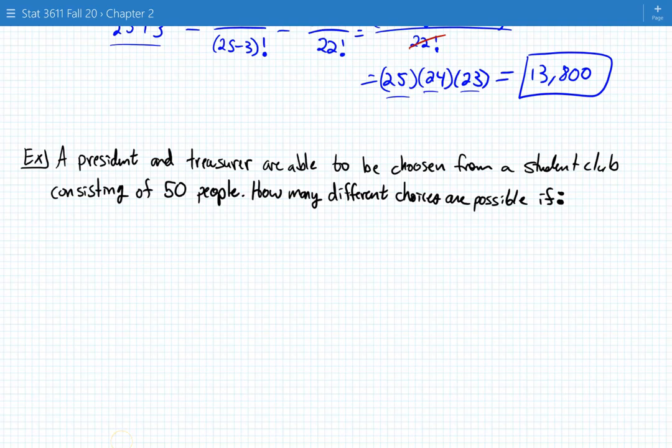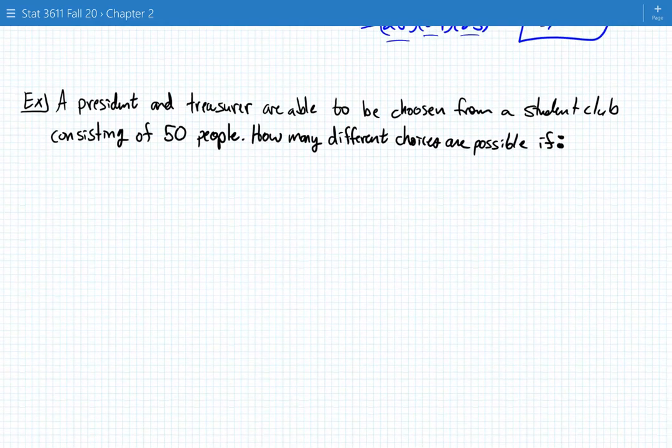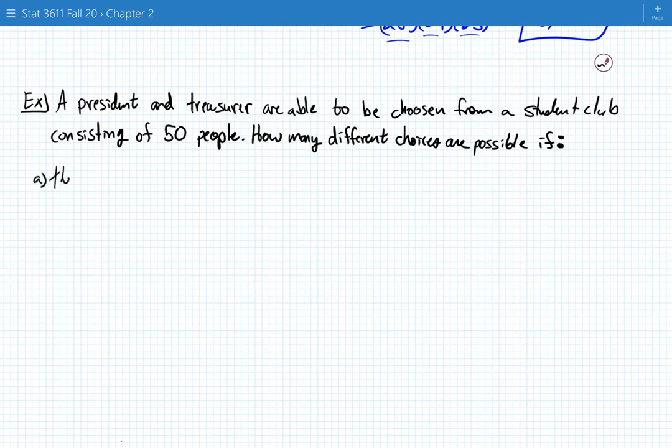A president and treasurer are able to be chosen from a student club consisting of 50 people. How many choices are possible if... We're going to run through a bunch of scenarios here. So let's just start out with how many choices are possible, period.